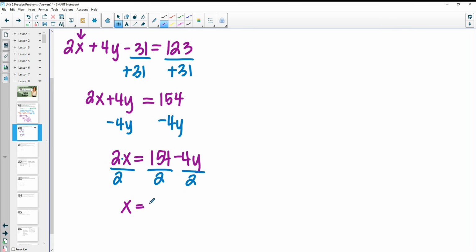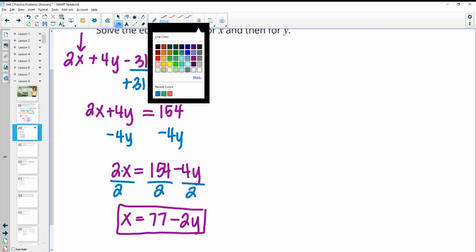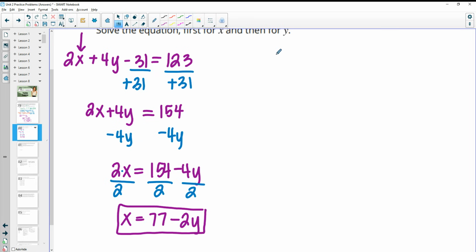154 divided by 2 is 77. Negative 4y divided by 2 is negative 2y. So we would end up with this for x. Then we're going to do the same thing, but we're going to solve it for y this time.